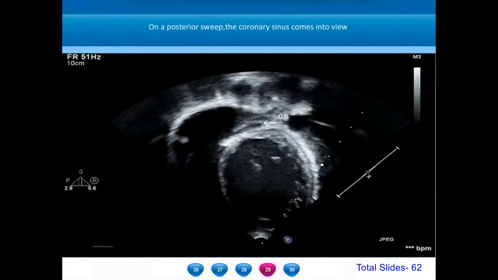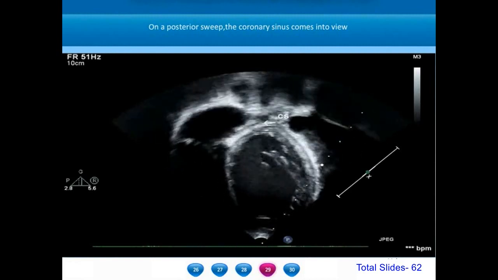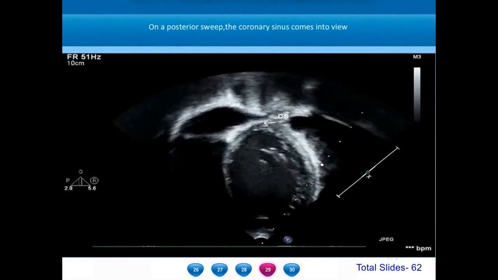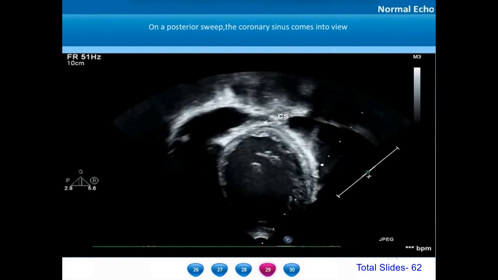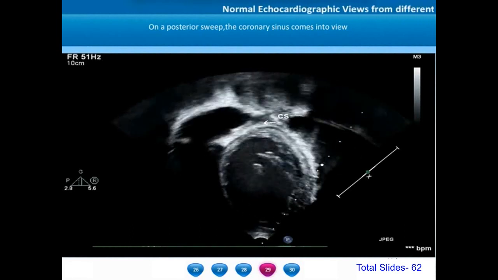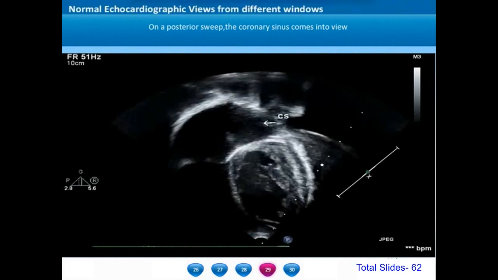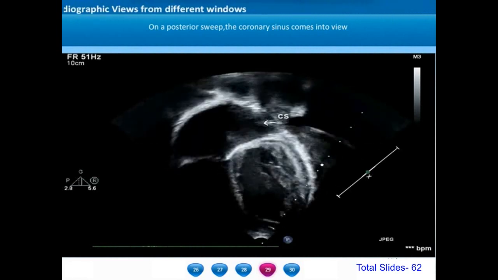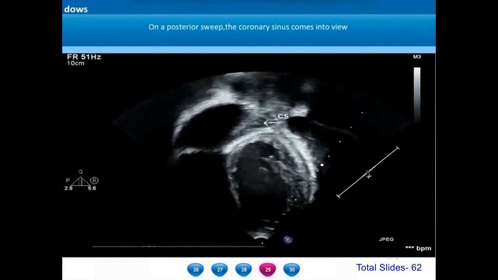From this plane, when we sweep very posteriorly, we'll be able to appreciate the small coronary sinus that drains into the right atrium. The coronary sinus appears as a small parallel track. In most of the grown-up patients and adults, the coronary sinus will be measuring around 9 to 10 millimeters. In small babies, it will be proportionately smaller.